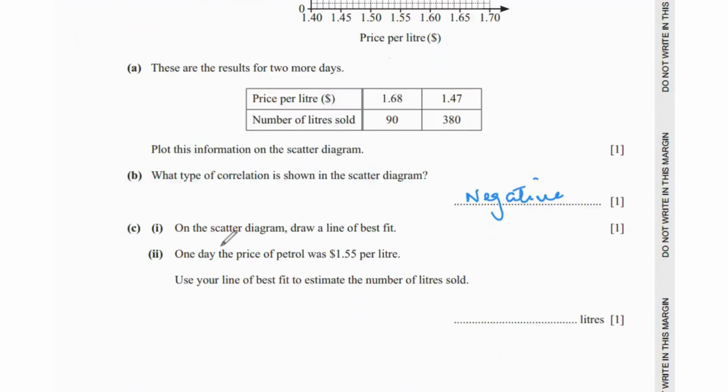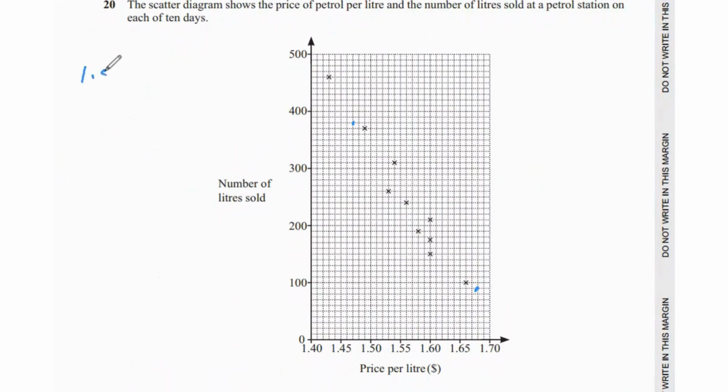Then it says on the scatter diagram, draw a line of best fit. And then one day the price of petrol was 1.55 per liter. We need to find the number of liters sold for that using the line of best fit. So for 1.55, we have to find the number of liters sold. First, let's draw the line of best fit. For the line of best fit, you have to make sure that an equal number of points are coming above and below the line. For the line of best fit, I'm going to pick this line.